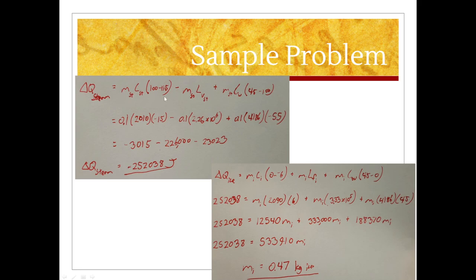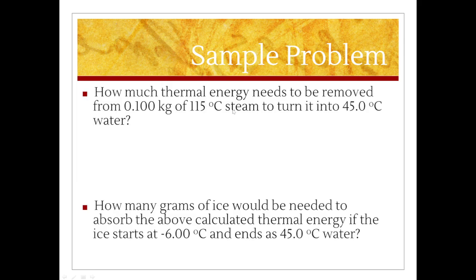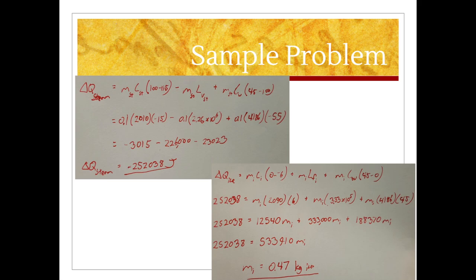The first step, this is MC delta T. We want to cool the steam down from 115 down to 100. Because in order for it to perform the condensation, it has to be at 100 degrees Celsius first. So the first step is the 115 degrees Celsius steam needs to become 100 degrees Celsius steam.